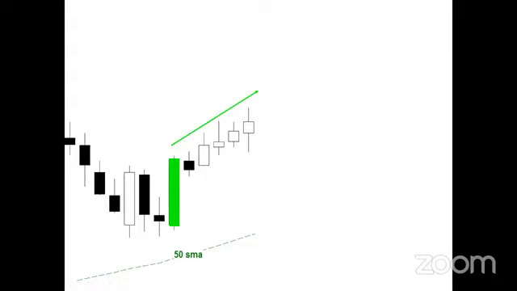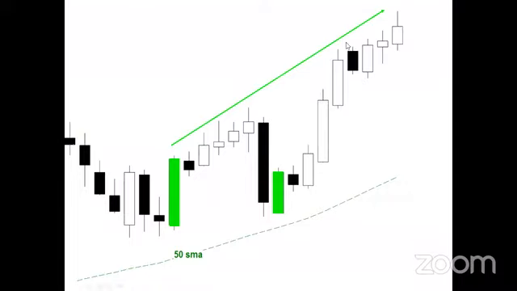Now, here's where students get confused. They say, yeah, Steve, but if I had sold there to go short or bought the puts, look, I had a really nice down day. Well, sure. Just like I told you, just like the slot machines, every once in a while, you have a really nice trade. But look what happened immediately after that one bar. Another bar closing in the top 25%. And just bars later, we're making brand new highs.